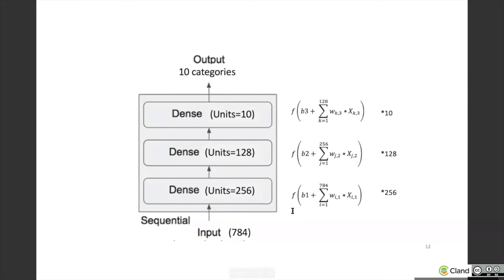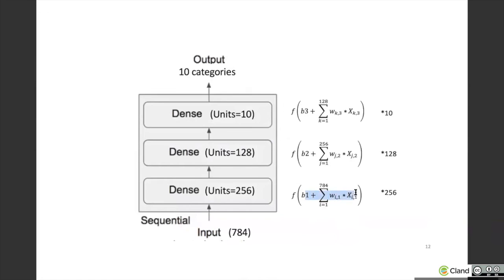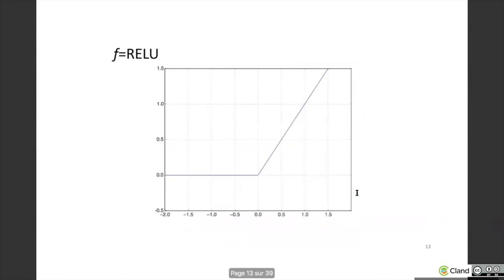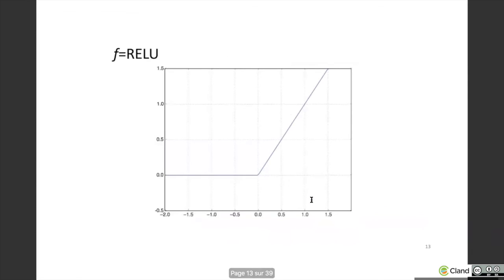So just now look at the function f itself. As I said, for the first two layers, here and here, the function f is very simple. This is the function f. It is equal to zero when the linear combination inside the function is negative, and then it's linear when the linear combination inside the function is positive. Okay.